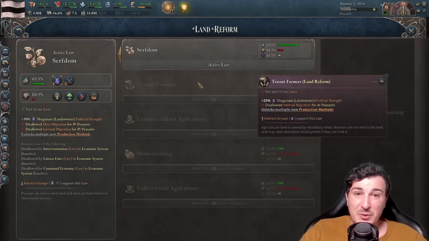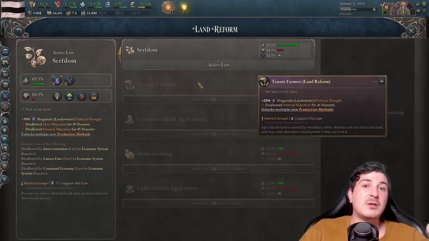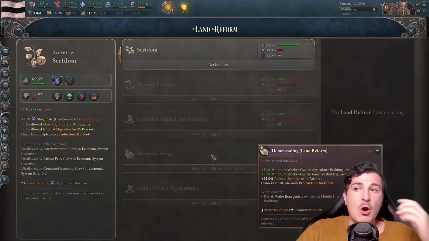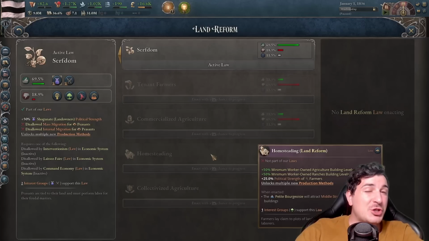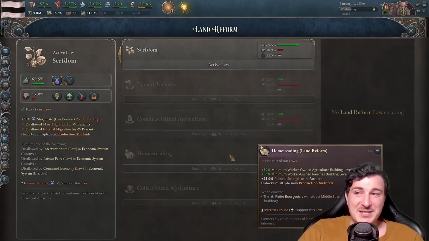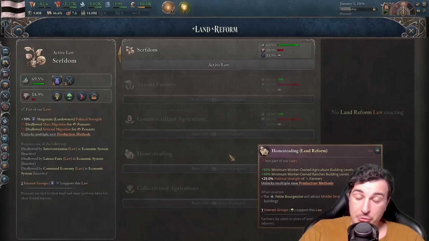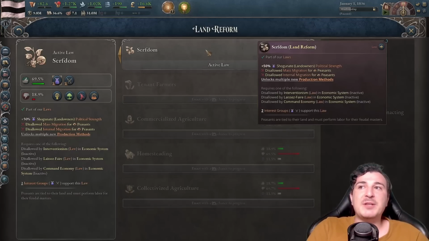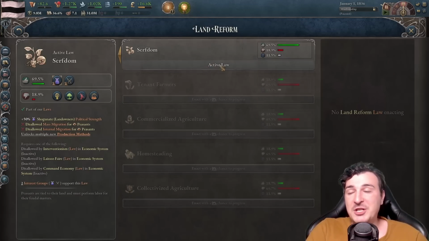Tenant farmers is equally bad because it still has the same problem of not being able to go between states, although it does have less political strength for the landowners by 25%. Homesteading is usually the one you're going to be able to switch to early on in the campaign, as it does get some support from the peasantry. Going homesteading will also attract more middle strata pops to the petite bourgeoisie from rural buildings, so keep that in mind. And it offers some political strength to the farmers, which is not so bad, because that political strength counteracts a little bit the landowner political strength, especially in the early part of the campaign.